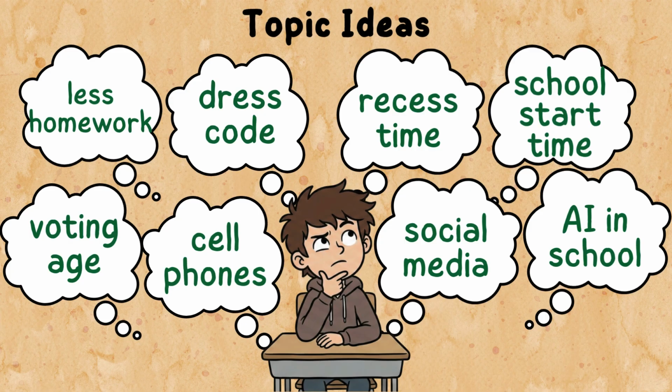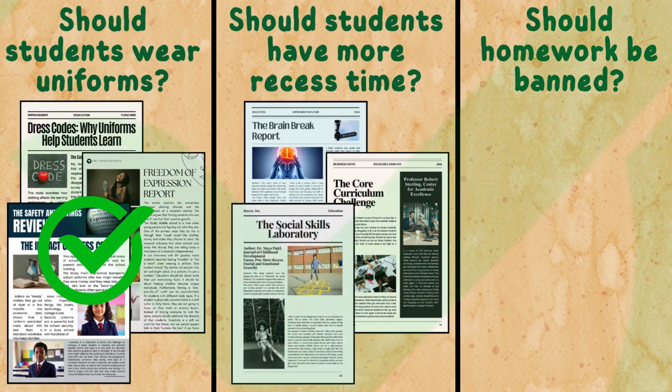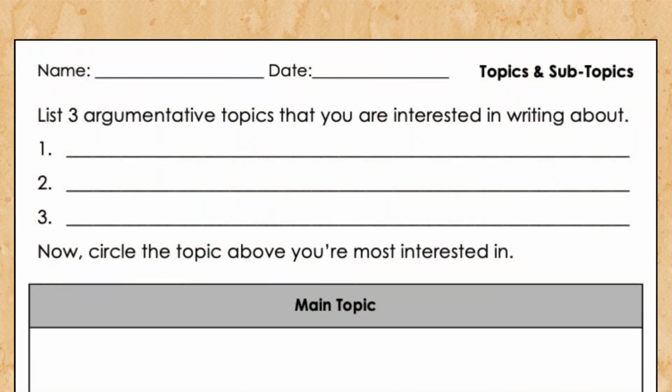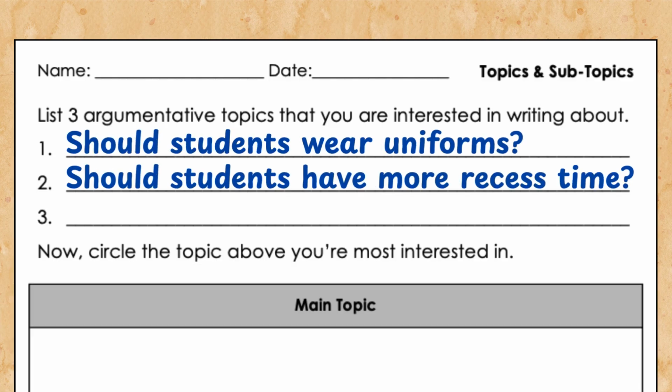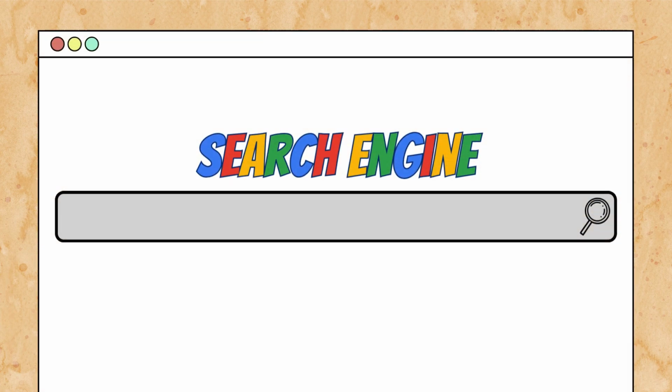After you have decided on 3 potential topics, I recommend reading a bit about each one to make a final decision. You want to make sure there is enough information available to support your side. For my paper, I considered these 3 topics. Should students wear uniforms? Should students have more recess time? Should homework be banned? I used a search engine to briefly read about each one.